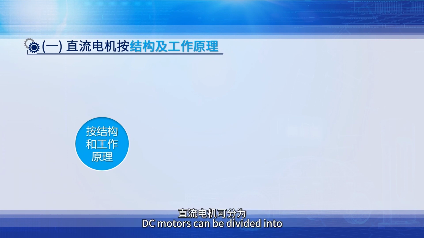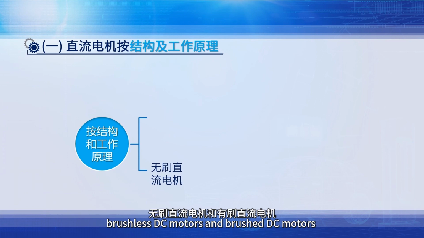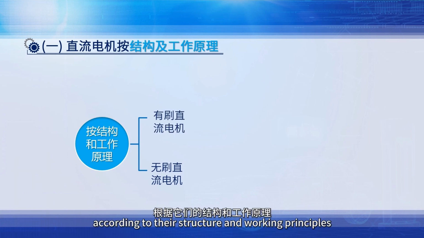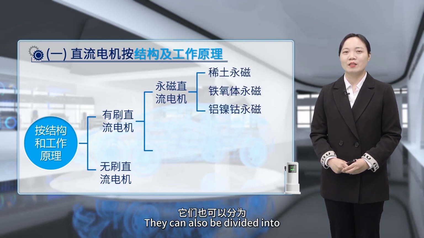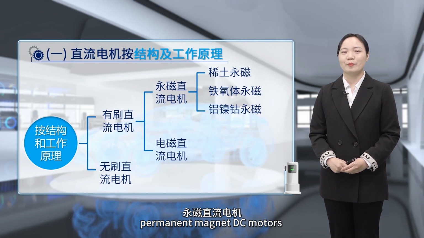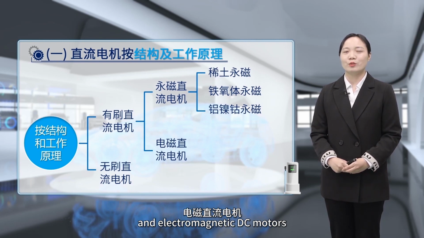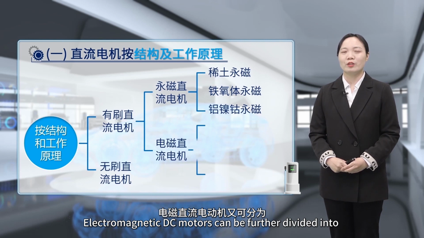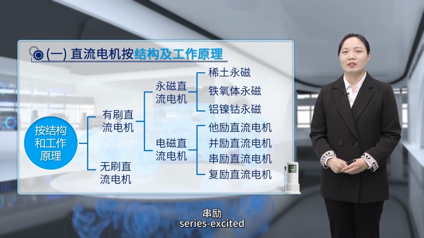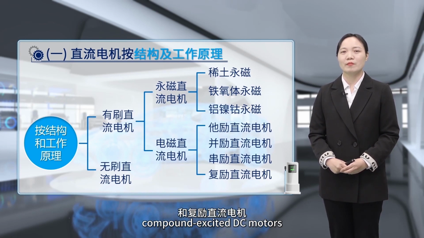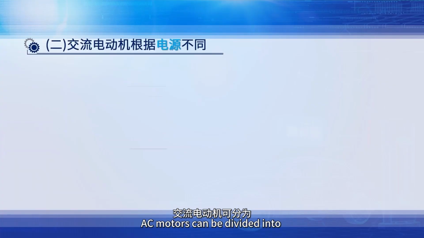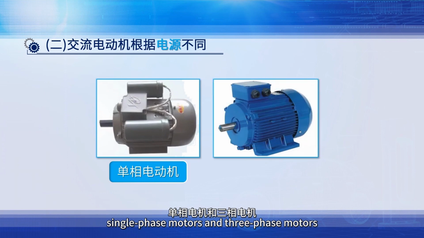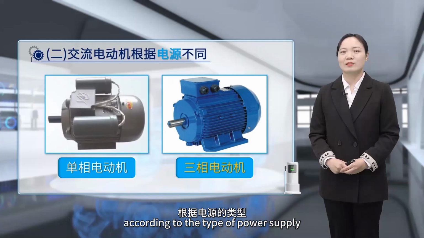DC motors can be divided into brushless DC motors and brushed DC motors according to their structure and working principles. They can also be divided into permanent magnet DC motors and electromagnetic DC motors. Electromagnetic DC motors can be further divided into series excited, shunt excited, separate excited, compound excited DC motors according to the excitation method.